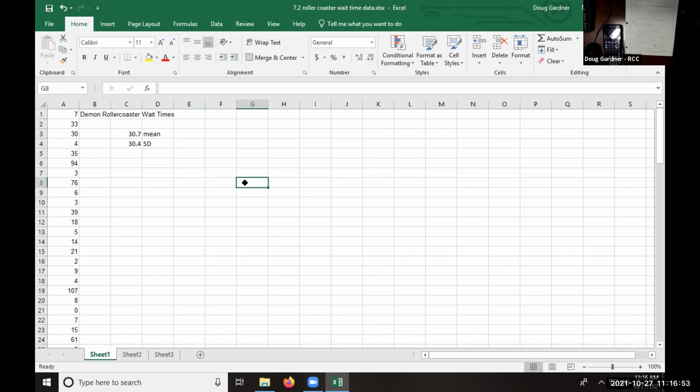Like let the rise of the machines take over. I have the mean and the standard deviation. Notice that's kind of weird because one standard deviation below the mean, you're already at 0 minutes. So notice it's kind of impossible to wait an unusually short period of time.